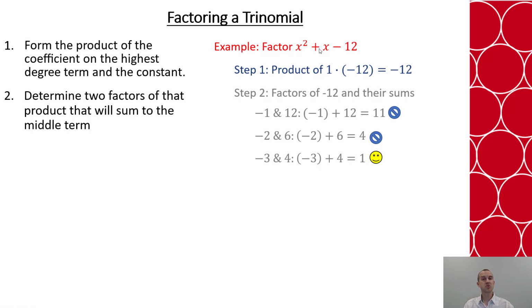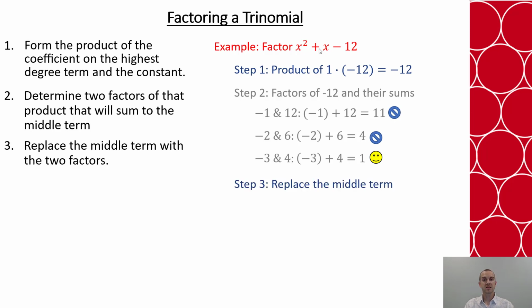Now what we're going to do is replace that middle term with our two factors. So in this case, instead of having plus x, we could rewrite that as minus 3x, or plus and negative 3x, and plus 4x. And here I change this to plus negative 12. Again, taking the negative and making it plus, or taking the subtraction and making it plus negative.